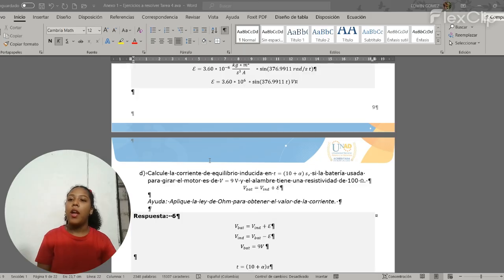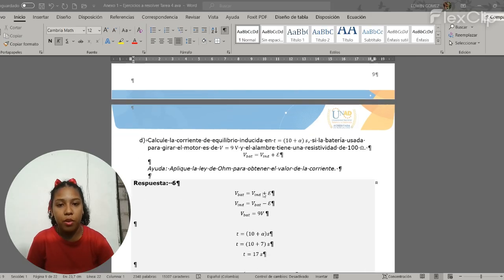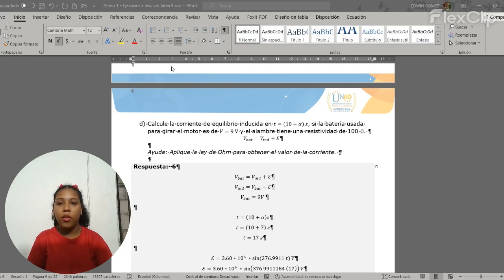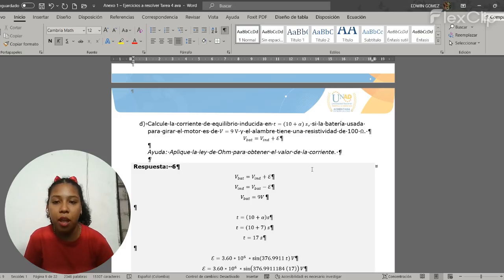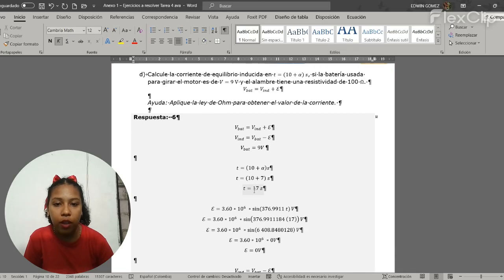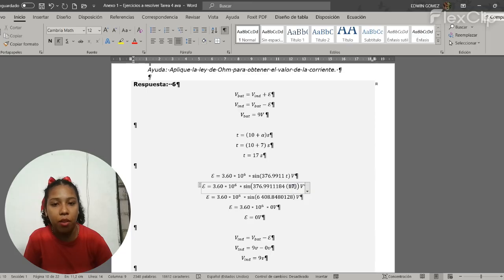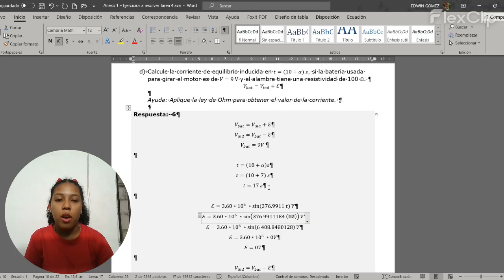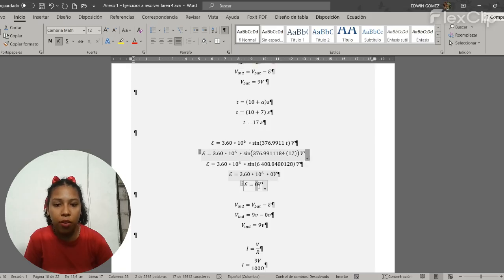Induced current at a specific time. Finally, the problem asks for the induced current at a defined time. The induced EMF is evaluated at t equals 17 seconds. The result is equal to 0 volts.